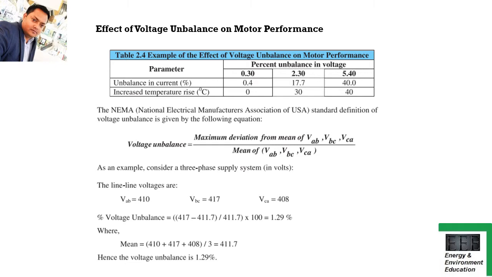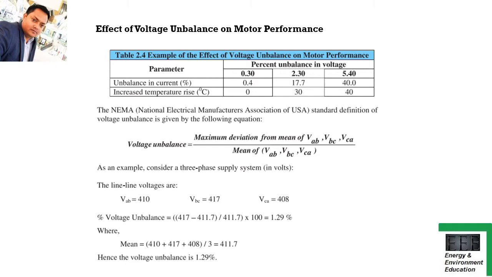Likewise, when the voltage unbalance is increased to 5.40, similarly the unbalancing current also increases to 40.0 and the temperature rises to 40. So this shows that as the voltage unbalance increases, the current unbalance also increases, and this leads to rising temperature in the motor. This is one example which you may give while explaining the voltage imbalance effect on motor performance.